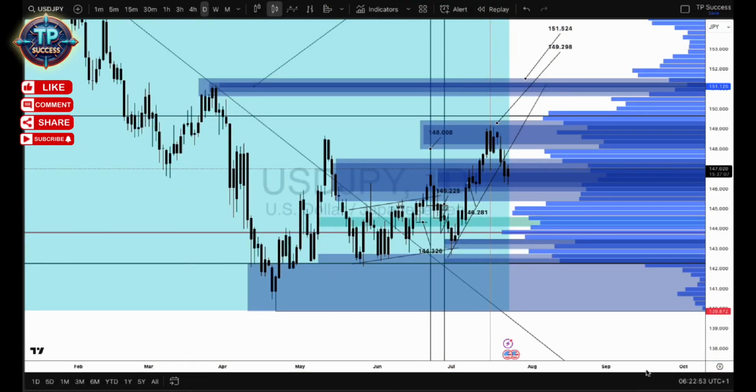Welcome back, traders, to this week's installment of USDJPY, how I swing trade USDJPY using the volume profile, and we're going to be picking up from where we left off.